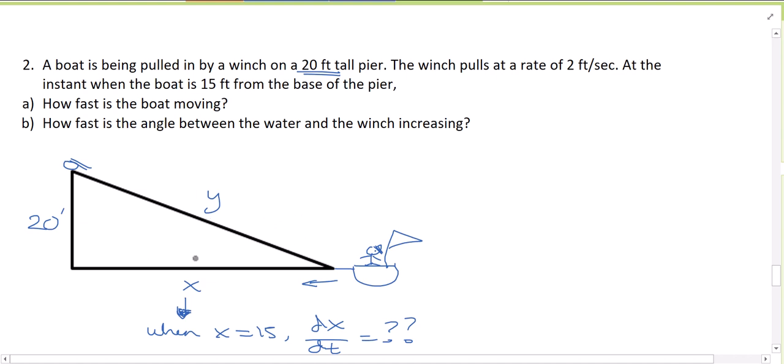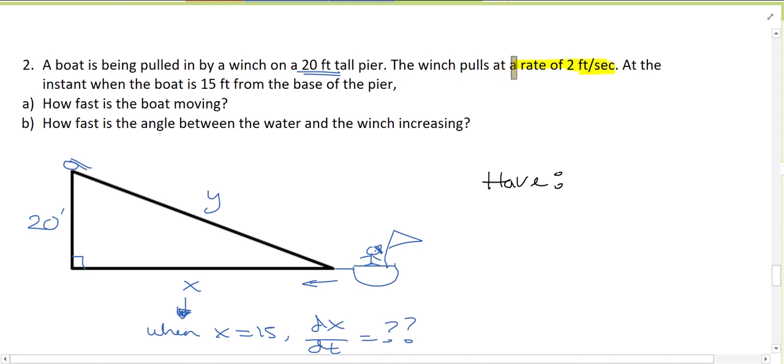So there's our picture with variables, and this is a right triangle. So we did the first step: draw a picture with variables. Now identify our d whats. So let's see, what are we given? What rate do we have? I notice I'm given 2 feet per second, so that's a rate. That's a rate of change.